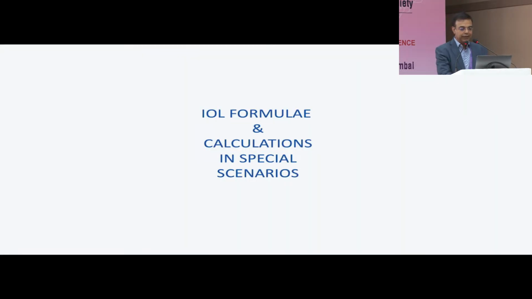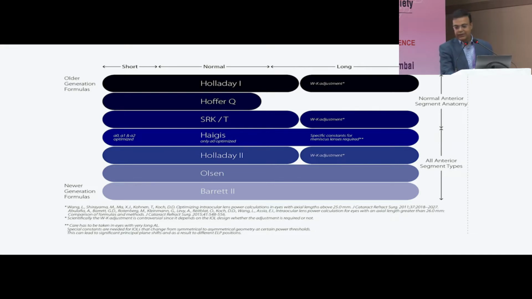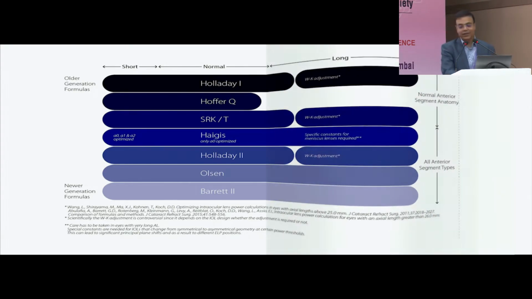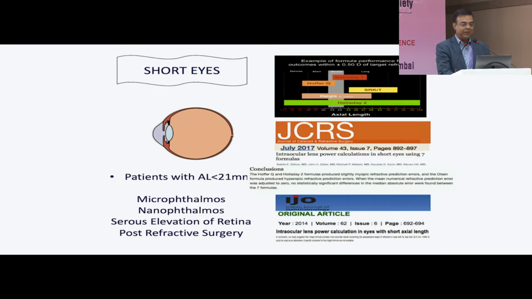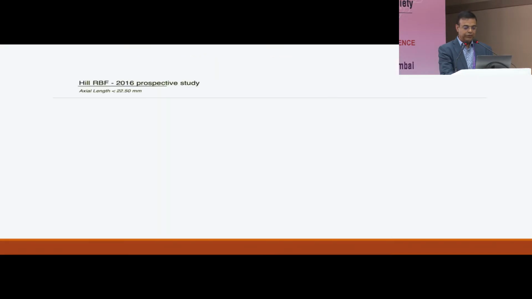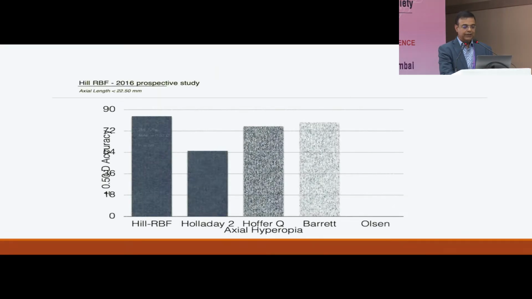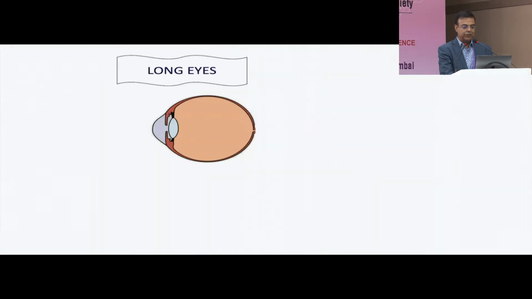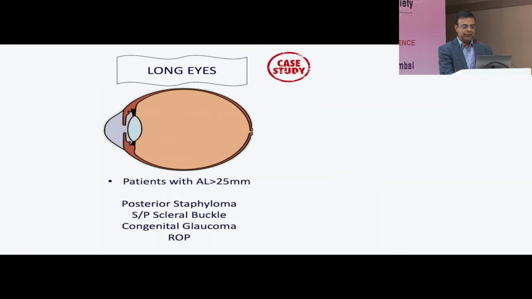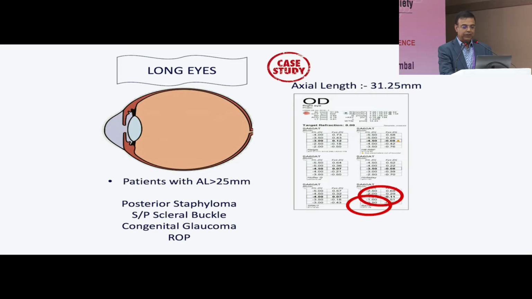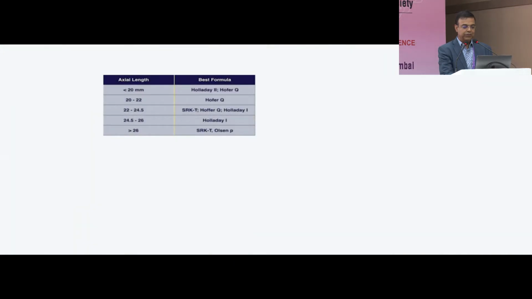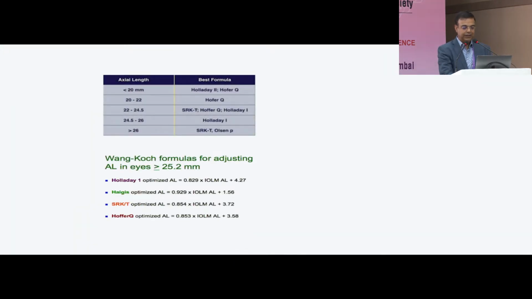So I think I still have a little bit of time, or have I exceeded it already? Yeah, I have. Right? So I'll just summarize. I think we spoke about the short eyes. We can use the Barrett's, the Hill RBF, and the Hoffer Q. For the long eyes, this is the comparison of all the formulas for the short eyes and the long eyes, where again now things have got better and we can actually get great outcomes with some of the newer formulas, the Barrett's basically, and the SRKT when required.